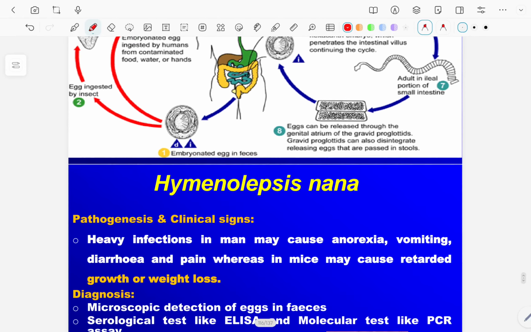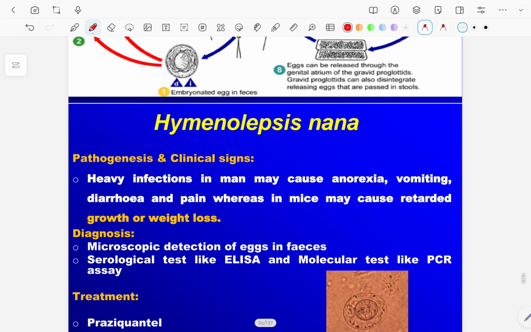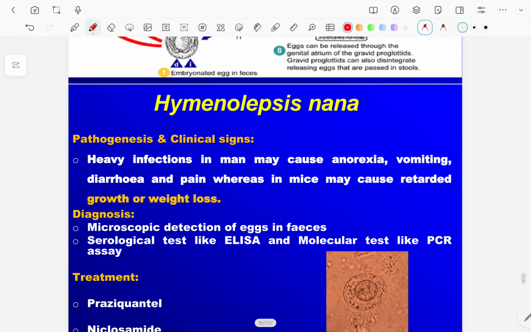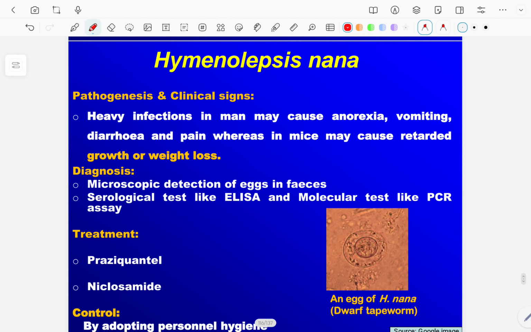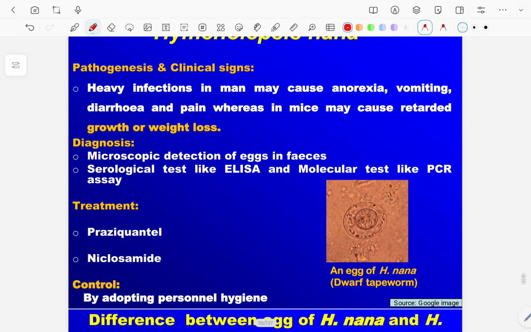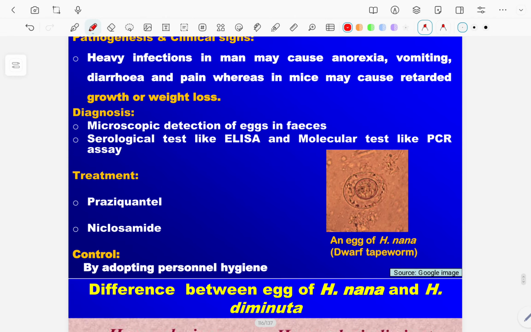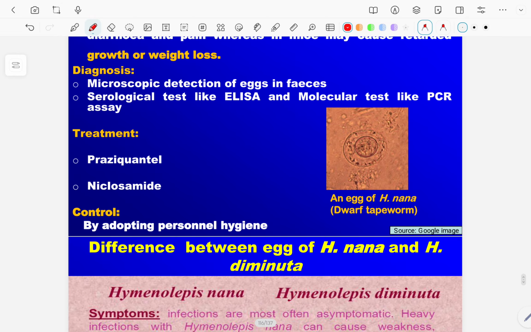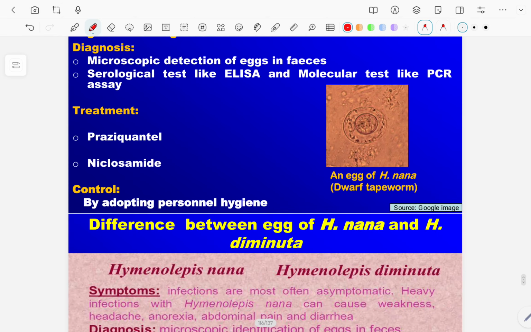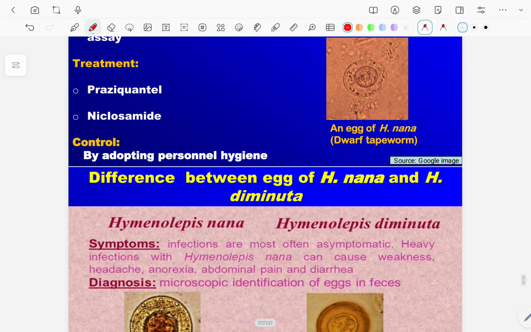Hymenolepis nana pathogenesis and clinical signs. Heavy infection in man may cause anorexia, vomiting, diarrhea, and pain, whereas in mice it may cause retarded growth or weight loss. Diagnosis: microscopic detection of eggs in feces, serological tests like ELISA, and molecular tests like PCR assay. Treatment: praziquantel, niclosamide. Control by adopting personal hygiene.